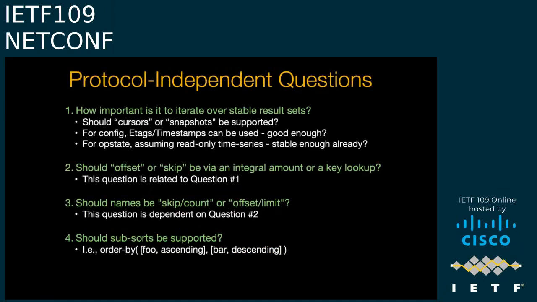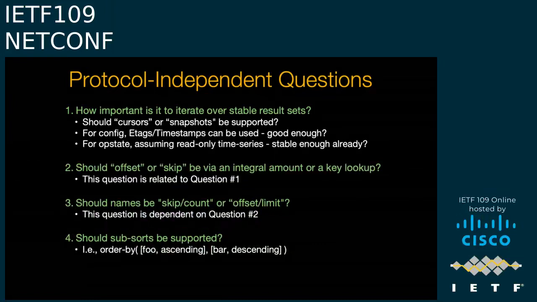Okay, so this is mostly discussion, so I have questions to the group. There are some protocol independent questions, and the first three are actually related, so I'm going to say them all, but then go back and ask for comments on each one at a time. So first, how important is it to iterate over stable result sets? I think it was Jan who had posted a comment about this to the list, but essentially should something like cursors or snapshots be supported?